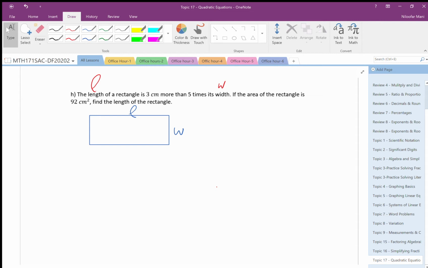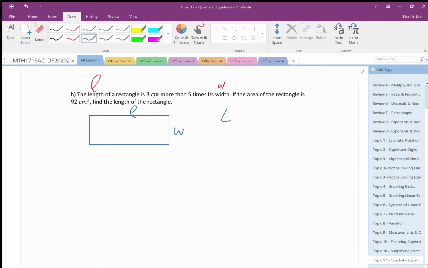The length of a rectangle is 3 centimeters more than 5 times the W. If I was in front of you, I would be able to show you with my hands. So I read it once. The length is this, and if the area is this, what is the length of the rectangle? So we are looking for L, and after L we can find W. That's the question. I read the question and understand the type. I have two equations, two unknowns, and I want to find the answer.